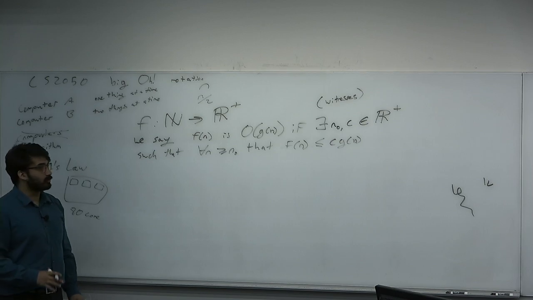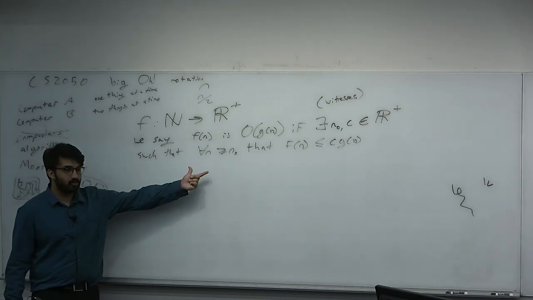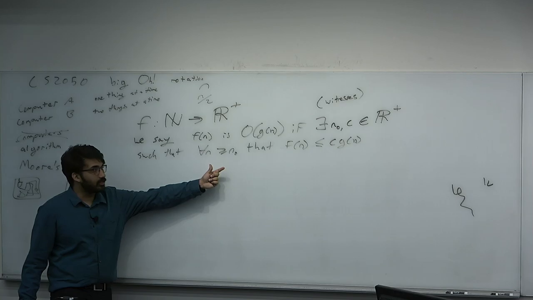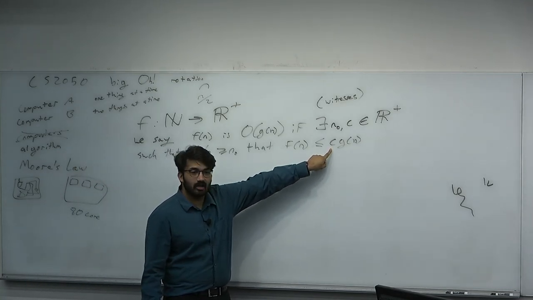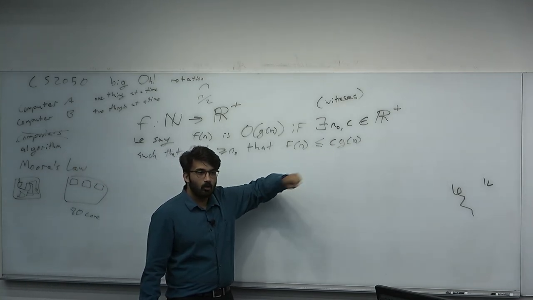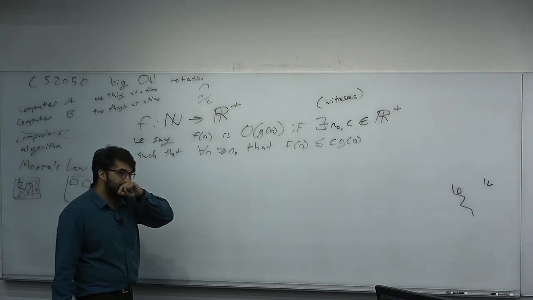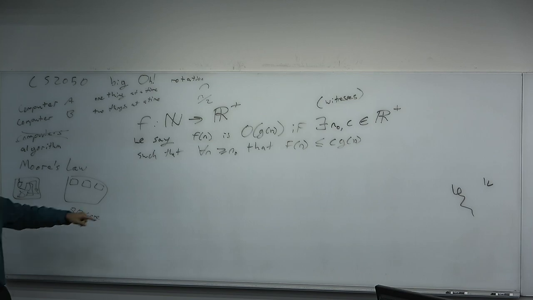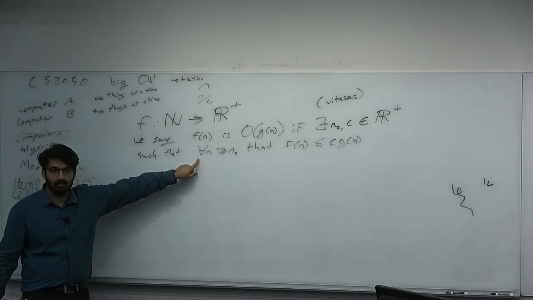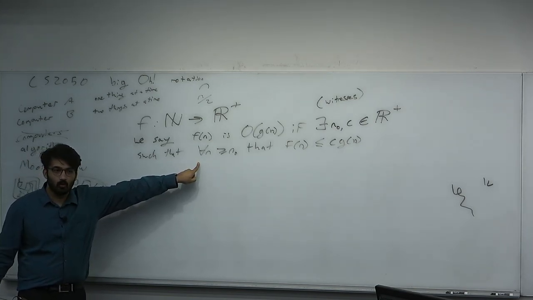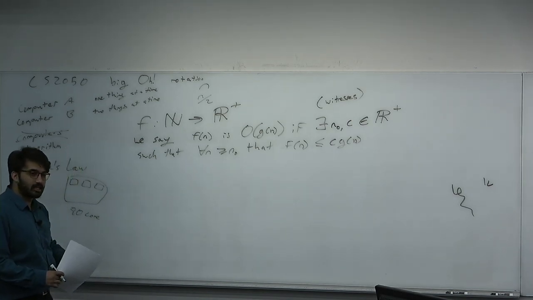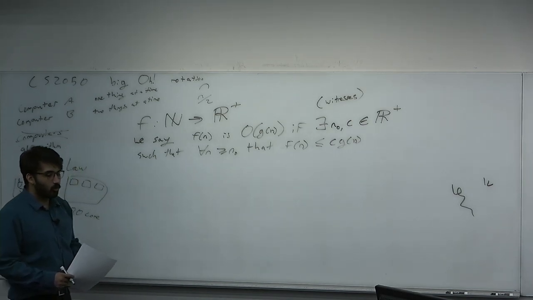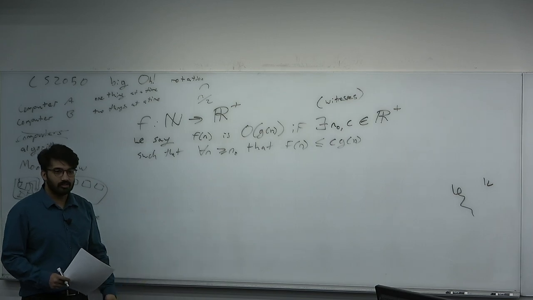And that's very important. There are two parts here: the witnesses, n greater than n naught, and then this multiplication by some constant c. What this does for us is basically says, ignoring multiplicative constants, and after a certain point, will one outgrow the other. So it's concerning ourselves with inputs at the very large scale.